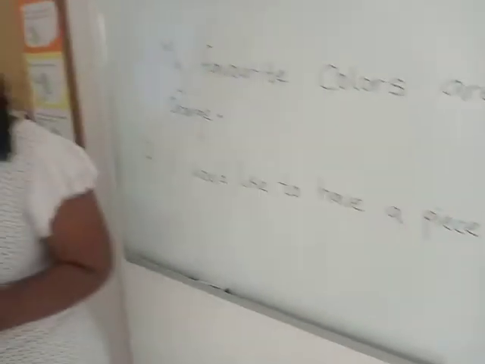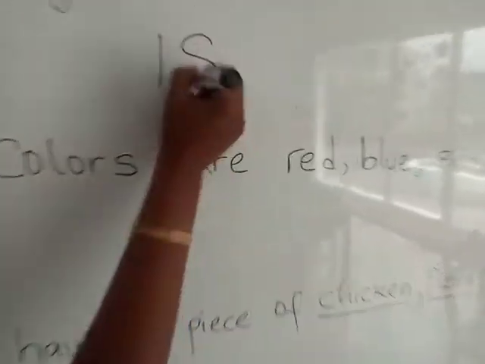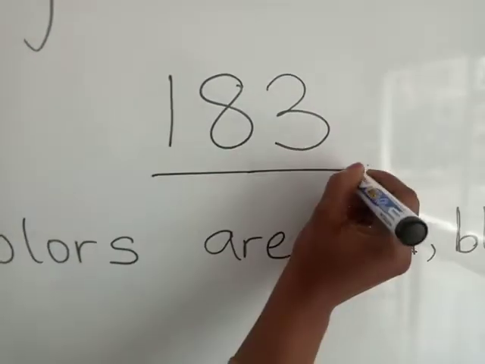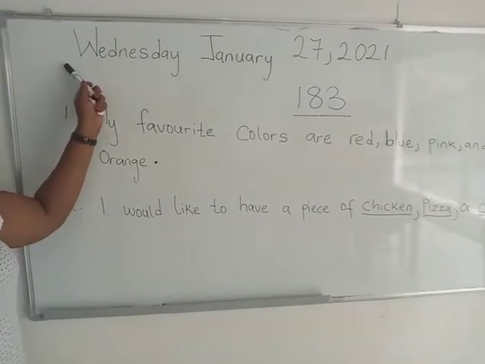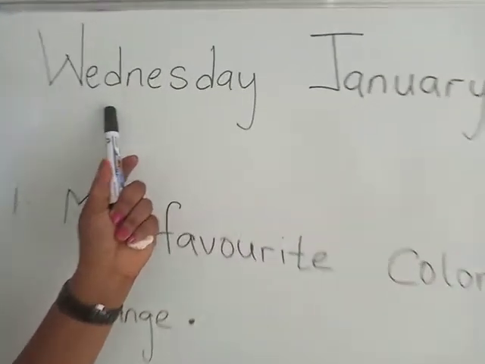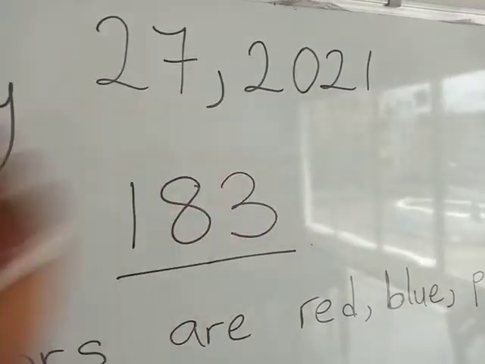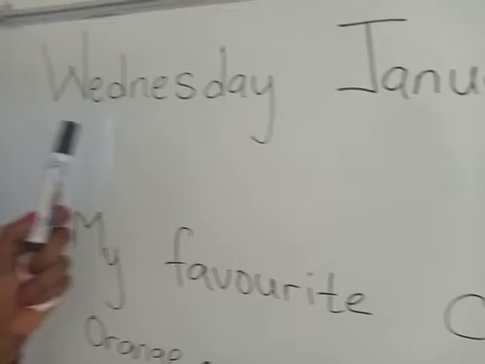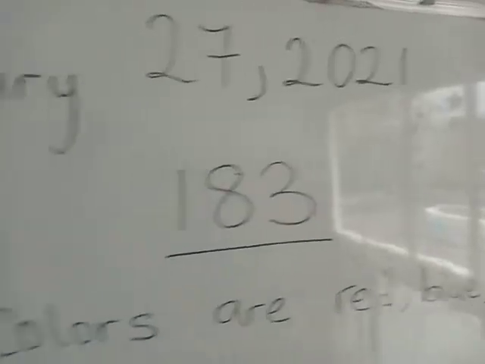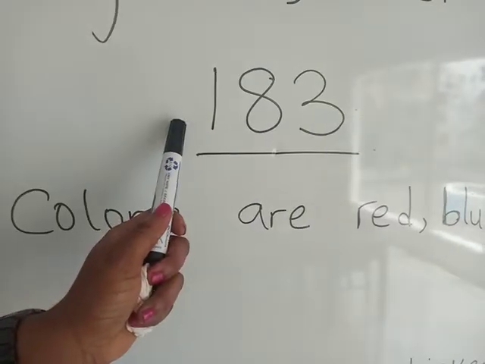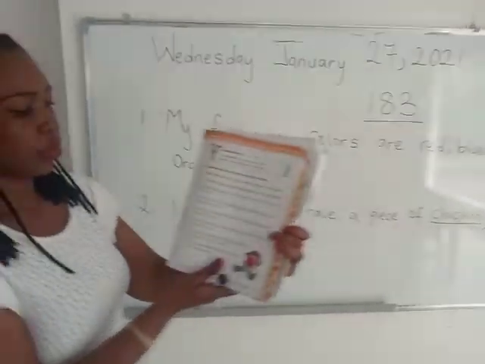All right. So let's turn our book to page 183. Page 183. You find that in the orange pages. And then you write the date. Wednesday, January 27, 2021. On page 183. So let's quickly do one of the exercises together and you continue with the other ones.